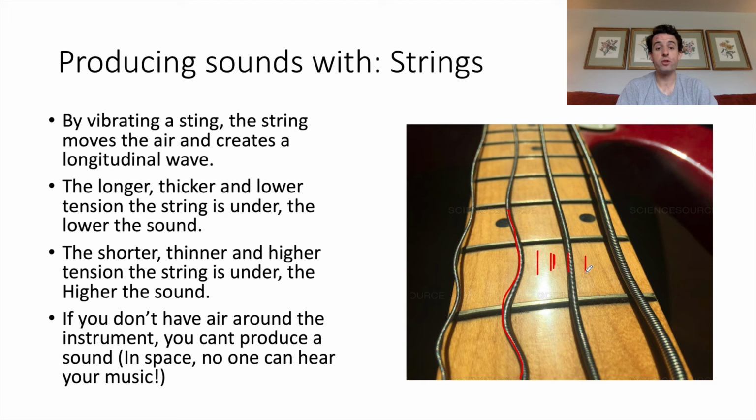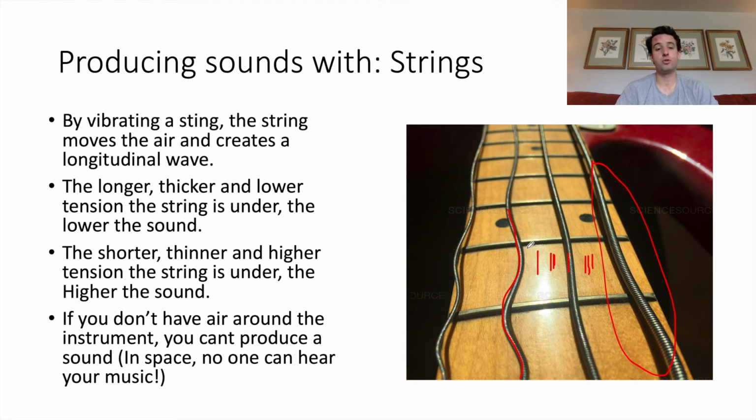It turns out the thicker the string, the lower the sound. It's also based on length as well. So for example, a bass versus a violin. A bass has a lot longer strings, but the strings are also thicker. That's why it produces a lower sound. And also, if you loosen a string, it will produce a lower sound.